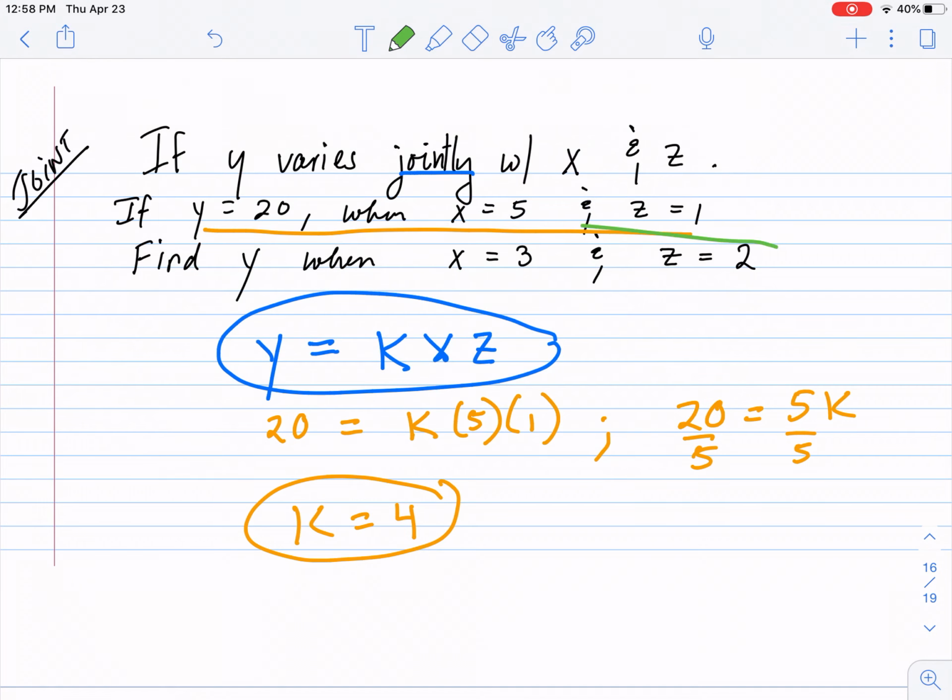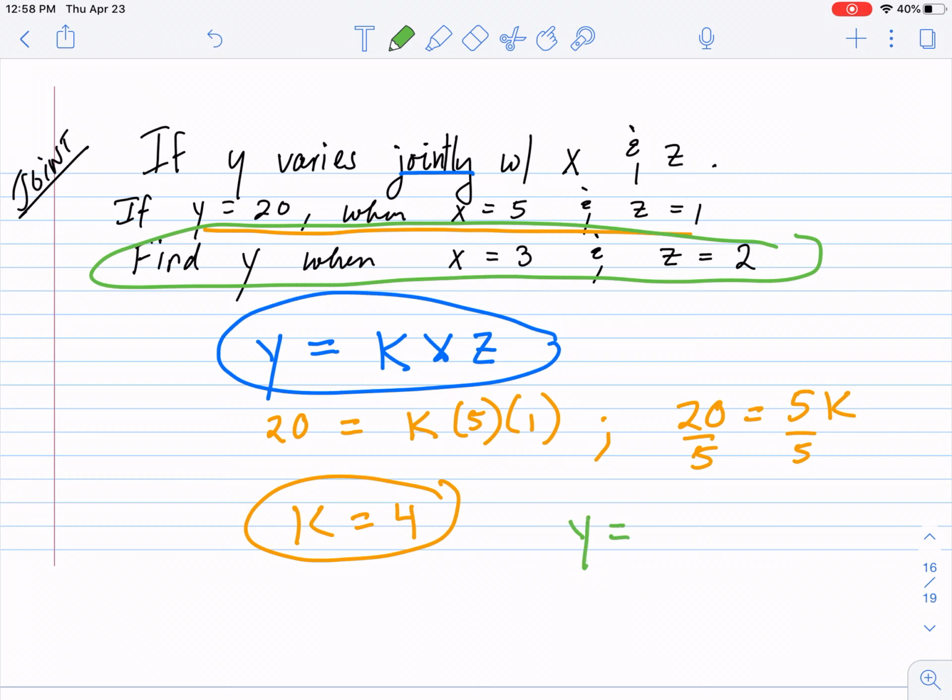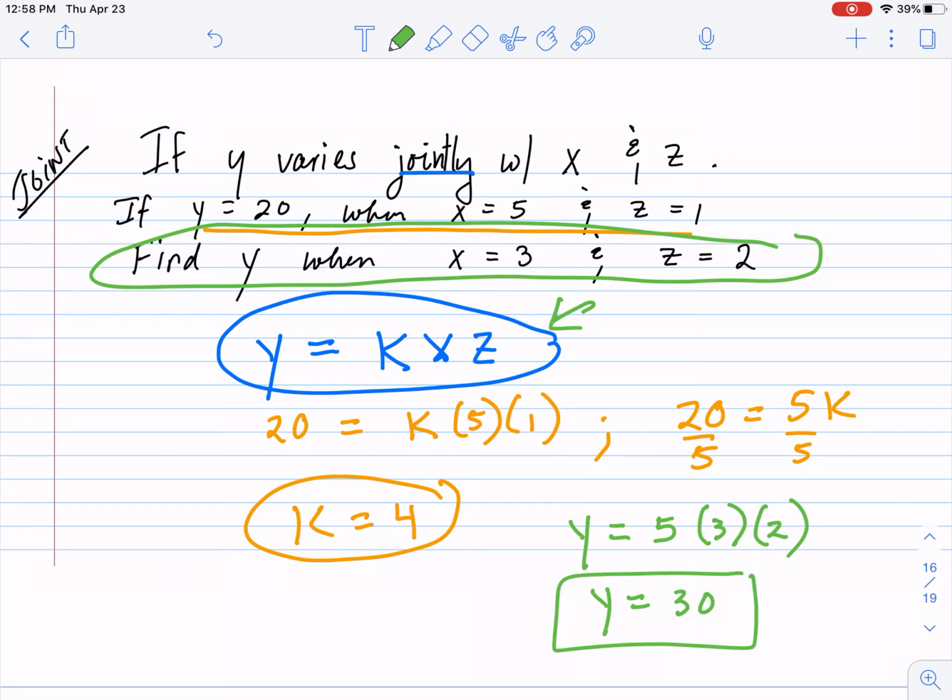Now I have to do the last part. Find y when x equals 3 and z equals 2. So y is equal to, well, now I just figured out that k is 4. I'm substituting into this equation, guys. X is equal to 3 and z is equal to 2. So now I've got y is equal to 4 times 3, which is 12, times 2 is 24. So that's my final answer, y equals 24.